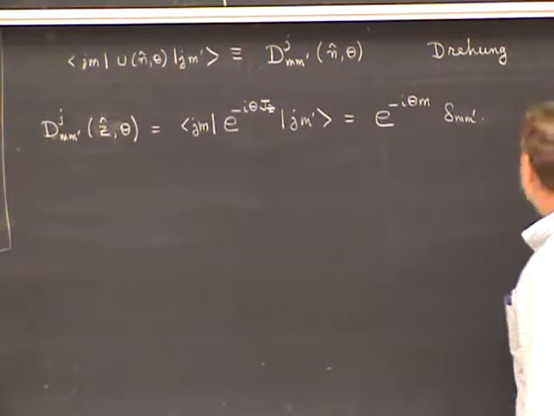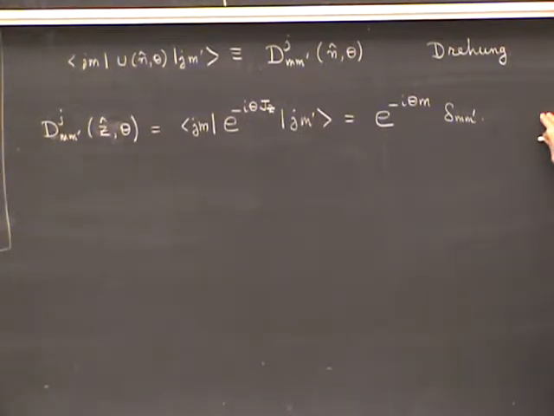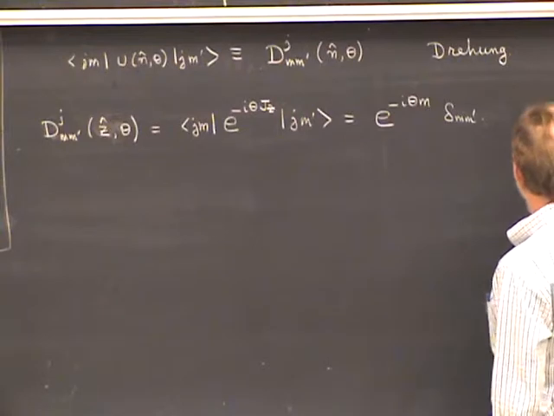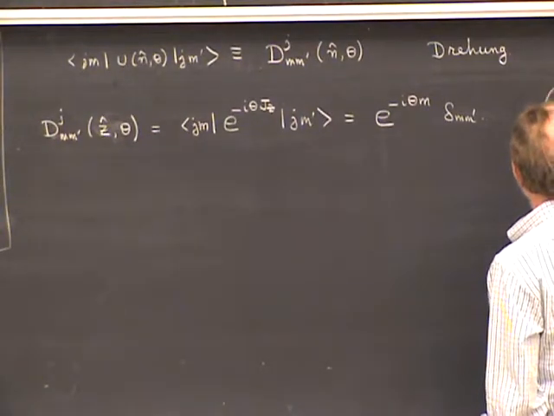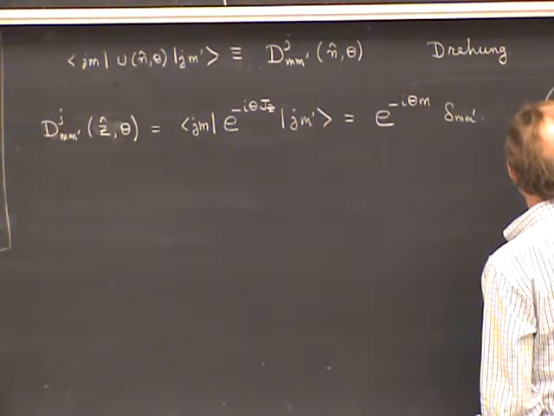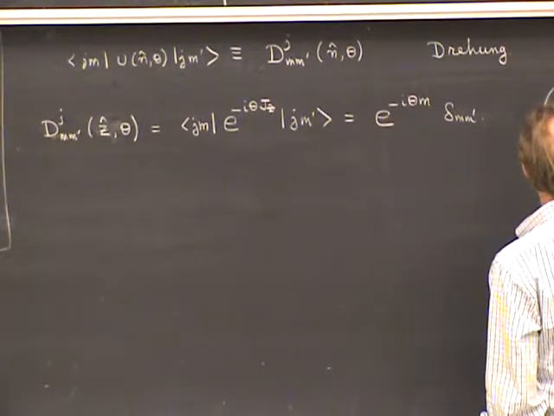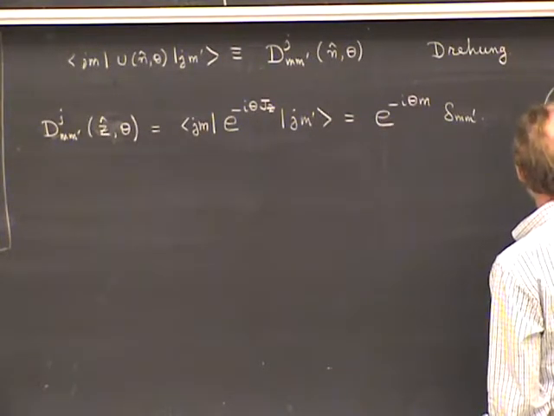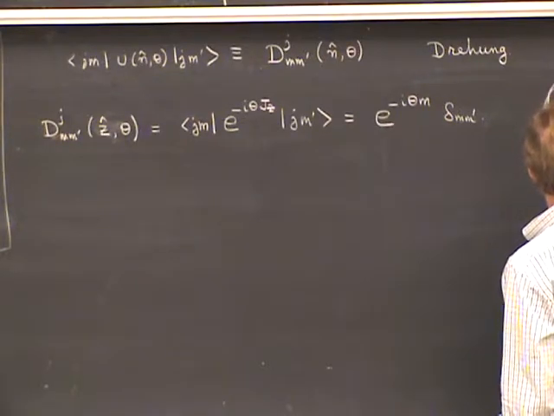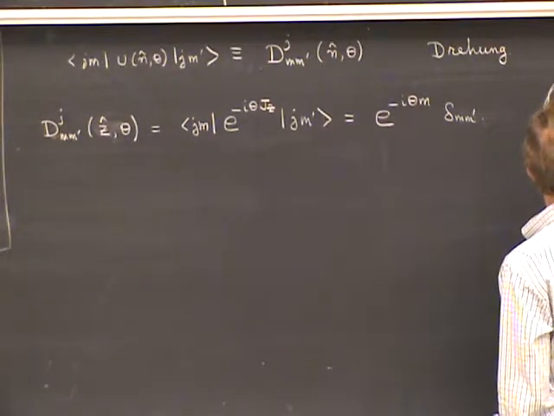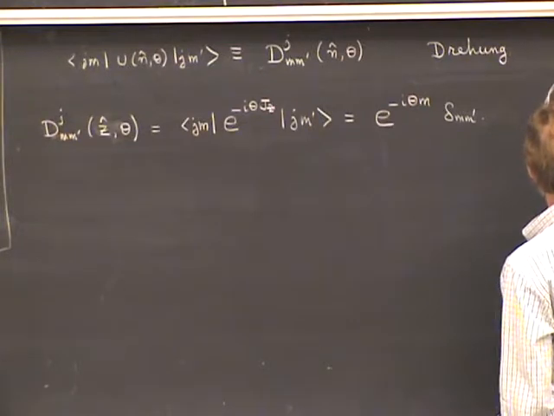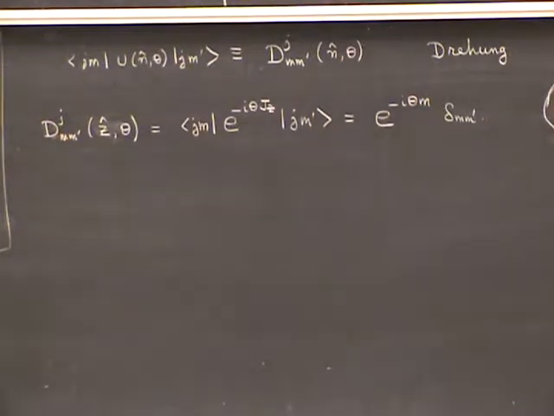So, for example, in the case of a spin 1/2 particle, this would turn into e to the minus i theta over 2 on the upper diagonal, e to the plus i theta over 2 on the lower diagonal element, with zeros on the two sides. So this is for the case of j equals 1/2, for example, a spin 1/2 particle. This is the D matrix in that case.